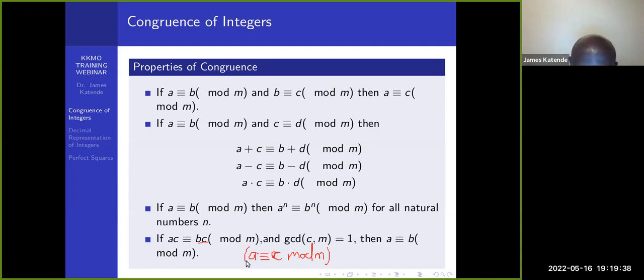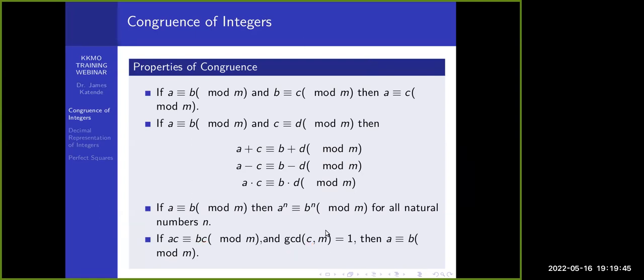Is that making sense so far? Oh, yes. Okay.